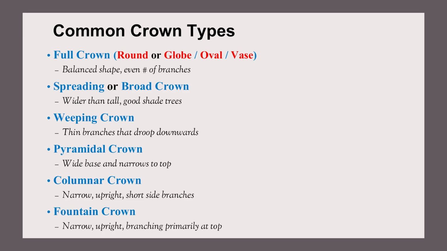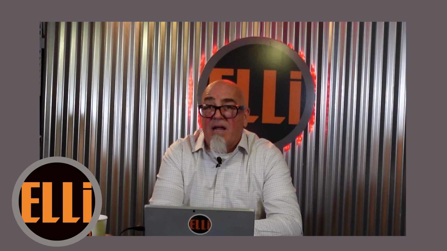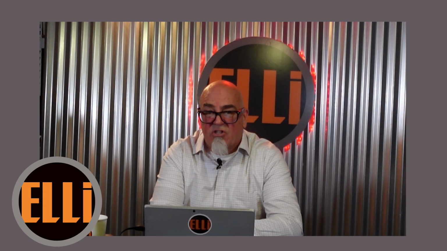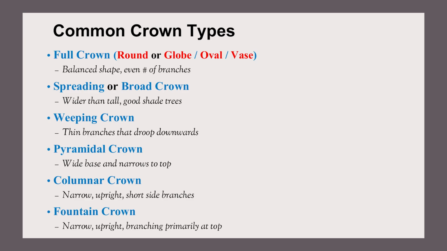Columnar crowns, which is basically like an oval but very narrow and upright. They are narrow, upright, with short side branches. You'll see Italian cypresses are a good example of this. Certain different varieties of trees will fall into this category. And then the last one is fountain crown, which is narrow, upright, and the branching primarily is at the top. So imagine palm trees. It's narrow and it looks like a water fountain and sprays out at the top. That's kind of the image for fountain.